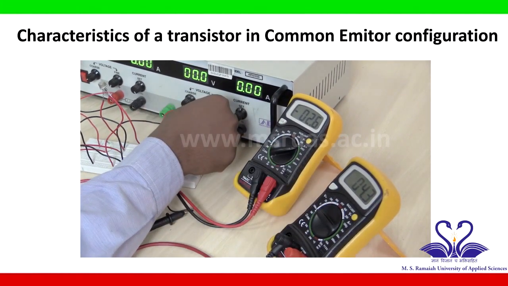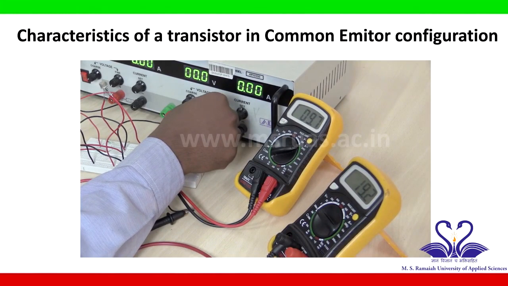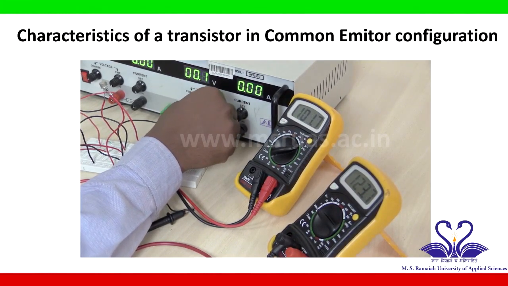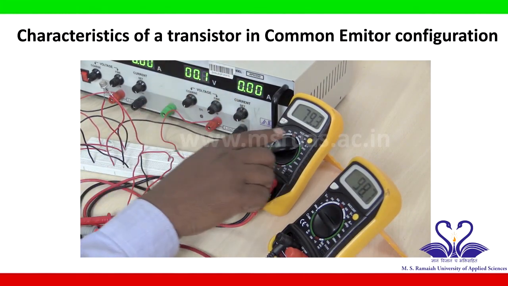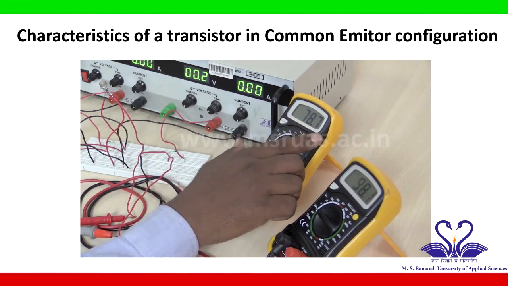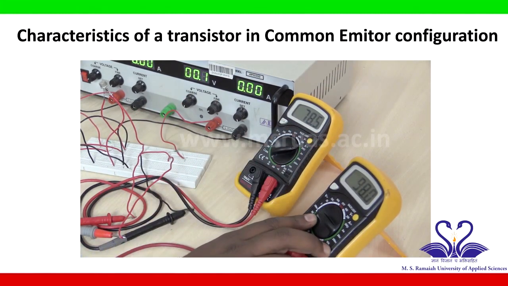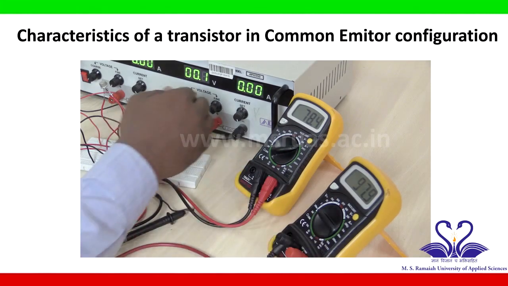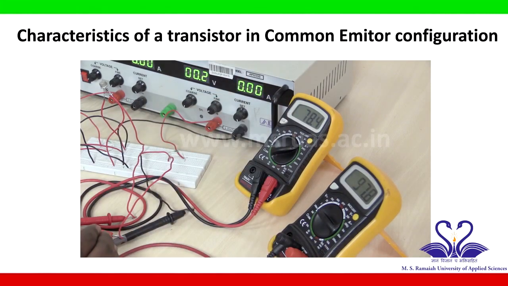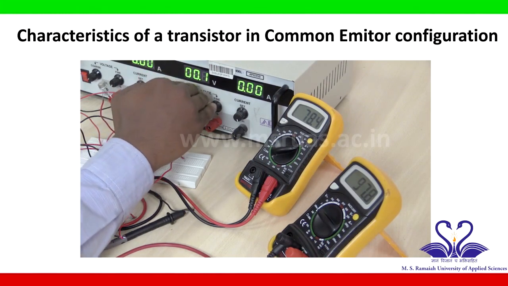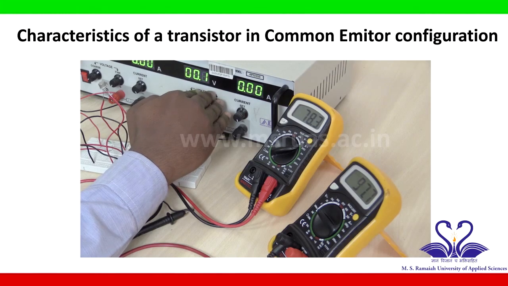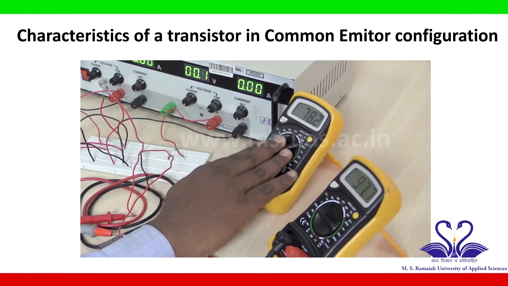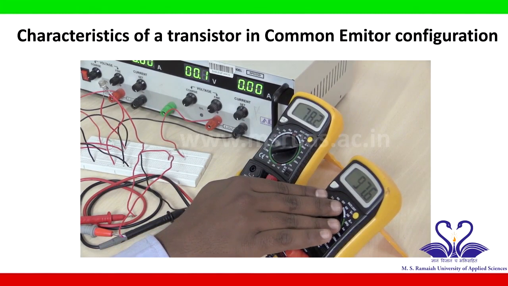For example, for a value of VCC as 0.1 volt, I am getting IC as 78.8 microamps and VC as 98 millivolt, and note down these values in the given tabular column. Now go on increasing this value in terms of 0.1 up to 1 volt. After 1 volt, vary in terms of 0.5 up to 6 volt. Note down the corresponding values of IC and VC in the given tabular column.